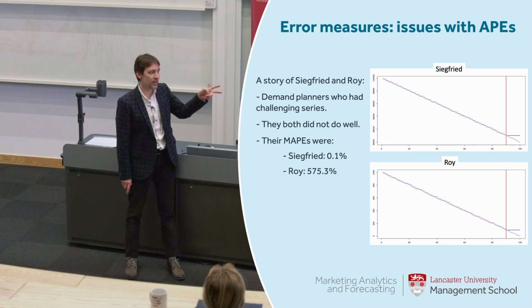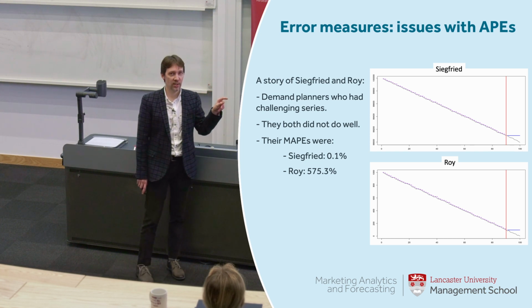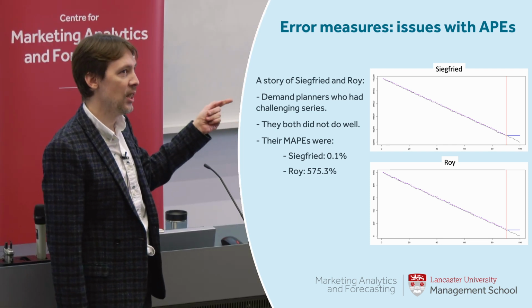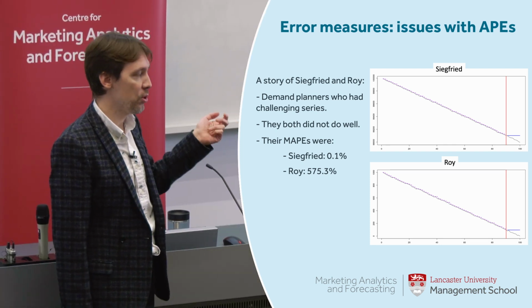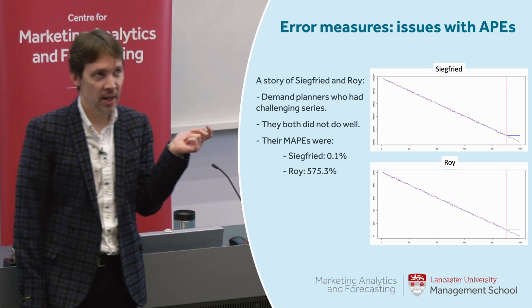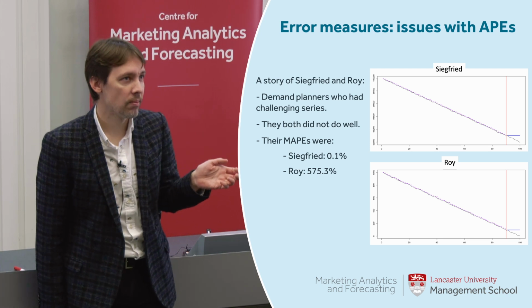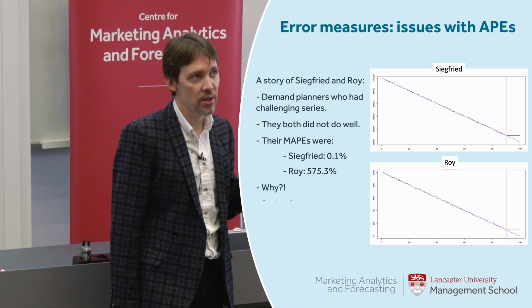So if we just look at these error measures, we would say that Roy needs to be fired because he's not doing a good job, and Siegfried probably should have a bonus for his brilliant job. But this would be a wrong conclusion, right? Why do we get this conclusion? Because we use percentage errors.